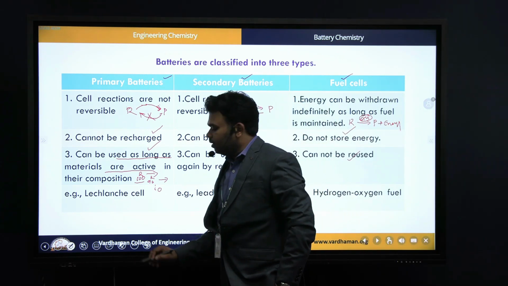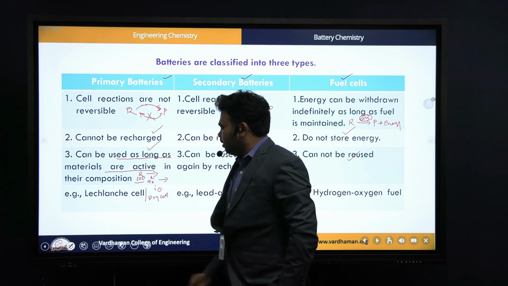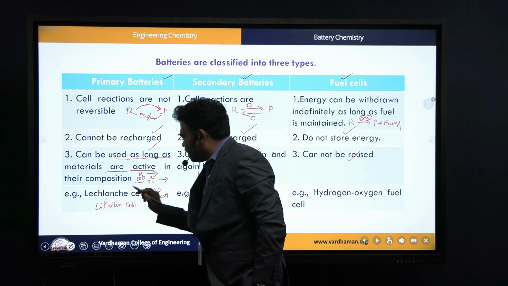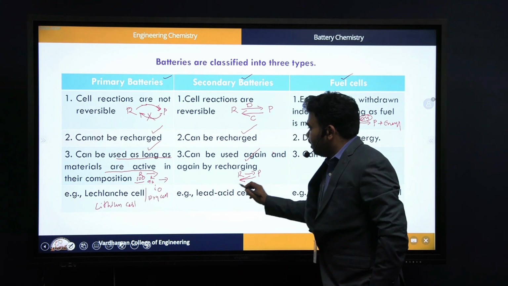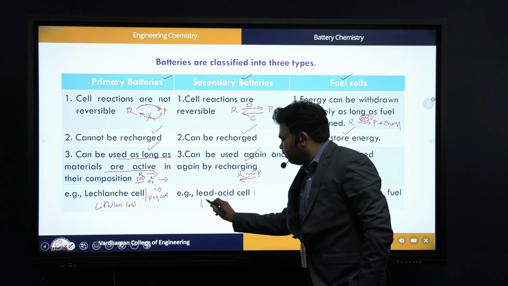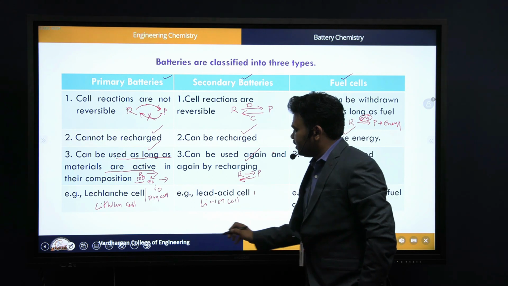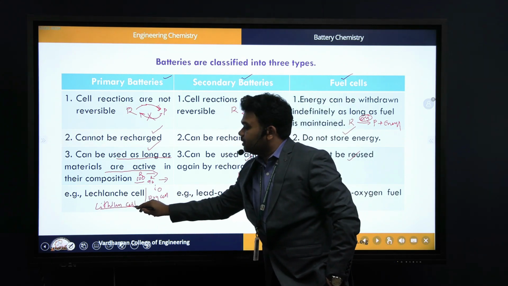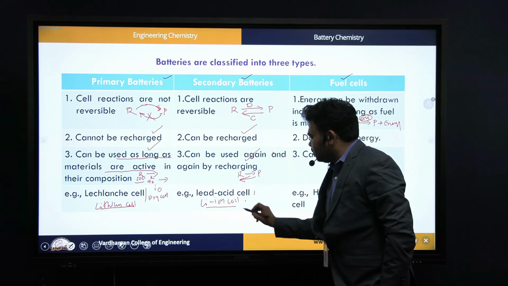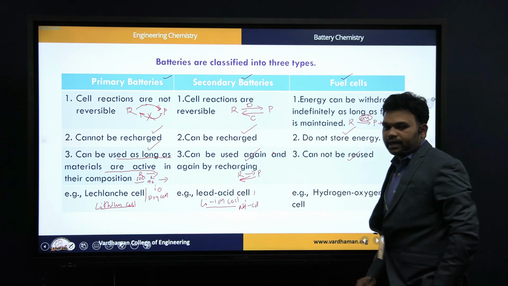Next, examples. The Leclanche cell, which we also call the dry cell, and also some lithium batteries come under the category of primary batteries. Next, examples of secondary batteries: lead acid storage batteries and lithium ion batteries. Lithium ion cells come under the category of secondary batteries. It is an interesting thing we observe here: lithium cells come under primary batteries, while lithium ion cells come under secondary batteries. And next, we can also consider the nickel cadmium battery, another example under secondary batteries.